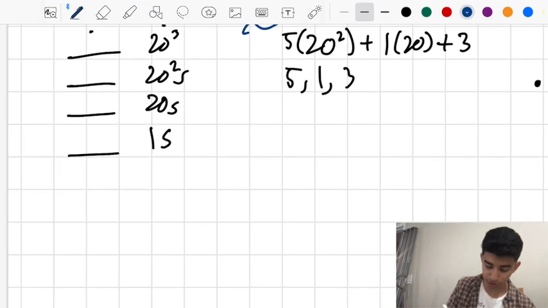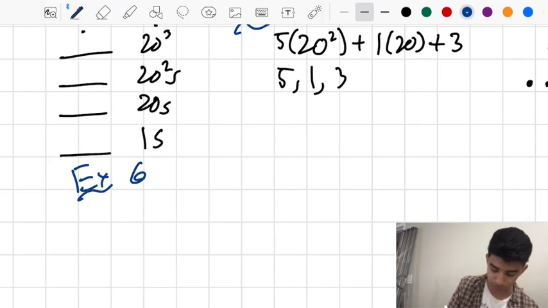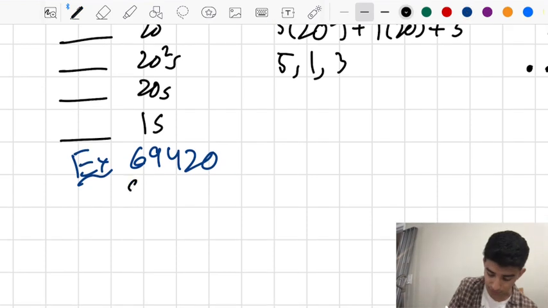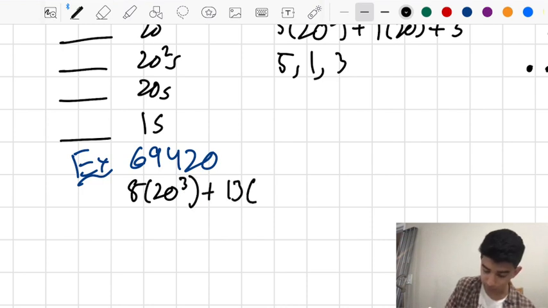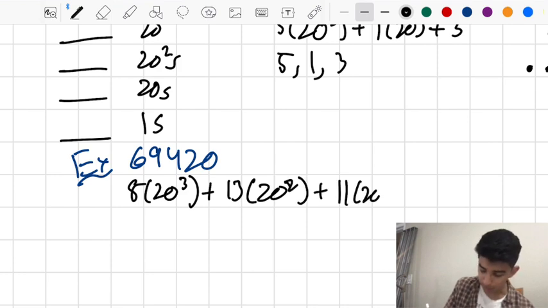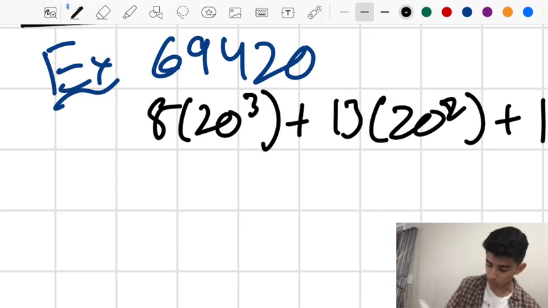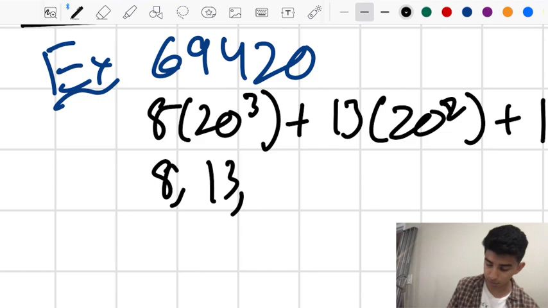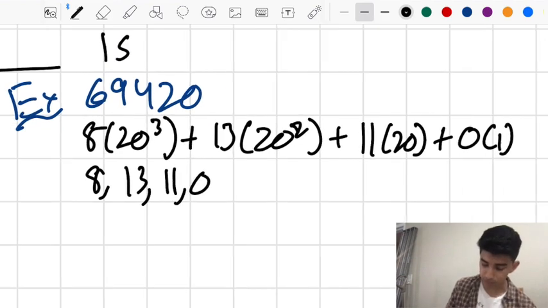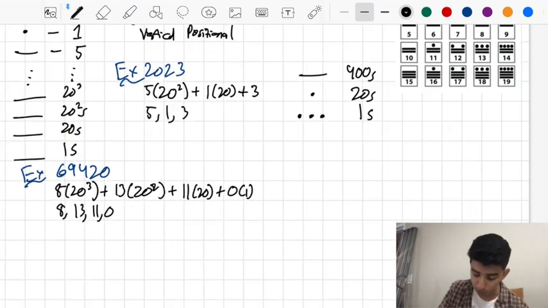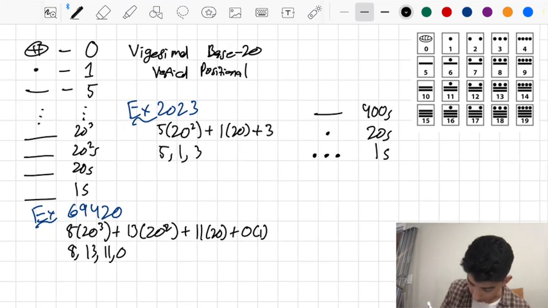Another example I do actually want to do is 69,420, which when we expand this out will be 8 times 20 to the power of 3 plus 13 times 20 to the power of 2 plus 11 times 20 plus 0, which in horizontal form will just be 8, 13, 11, 0.